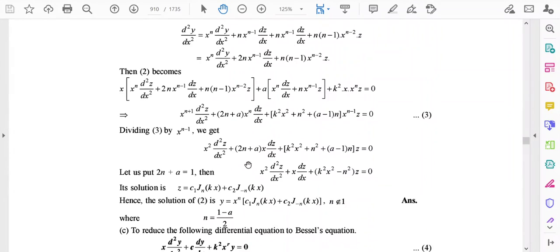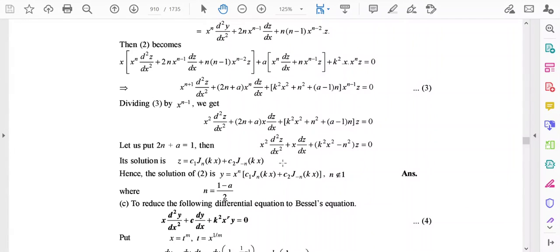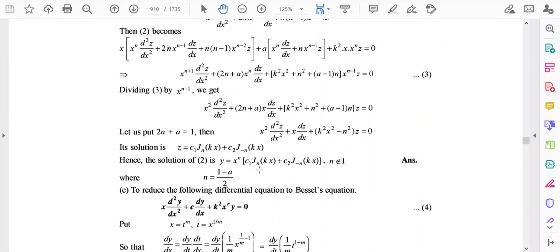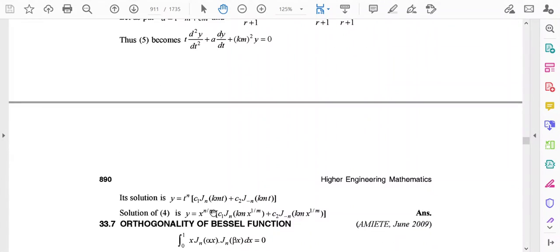Now the solution of equation 2 is like this, that is y is equal to x to the power n c1 jn kx plus c2 j minus n kx. Now for x we have to write t, because the independent variable is t. So this will become t to the power n, and for k we have to write km, and for x we have to write t. So if we substitute like this, then we will get the solution in this way: t to the power n c1 jn kmt plus c2 j minus n kmt. So that is the solution.